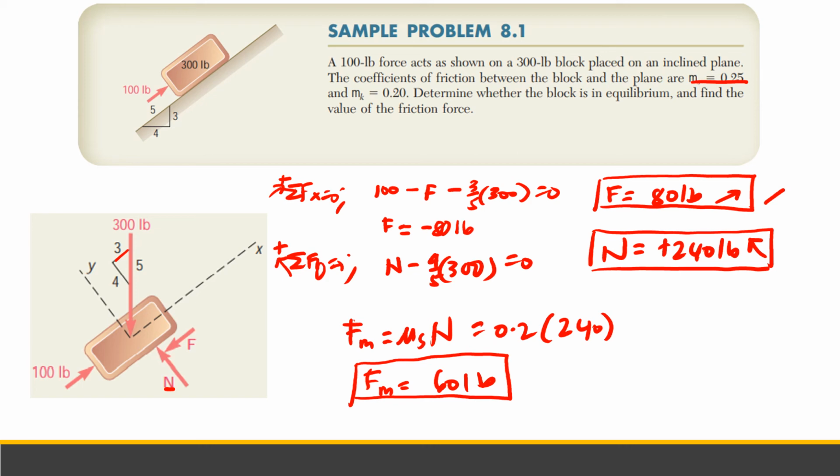Since the force required to maintain equilibrium is 80 pounds, which is greater than 60 pounds, equilibrium will not be maintained and the block will slide down the plane. Because Fm is smaller, at 80 pounds the block is already sliding. Its motion is downward.